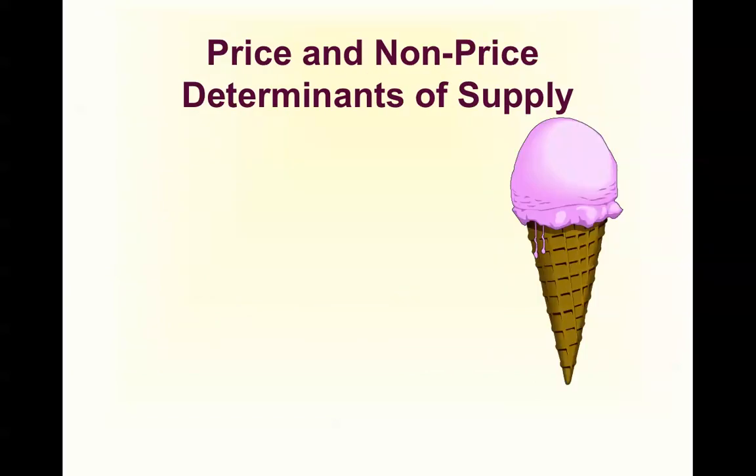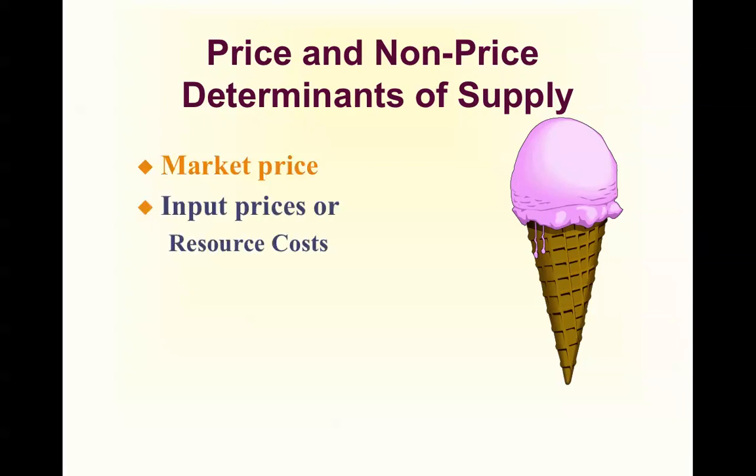price and non-price determinants of supply. Now we have market price, which is a price determinant. Now it's going to change a little bit because the things that influence supply are going to be quite a bit different than what influence demand. Input prices or resource costs, so the resources that go into providing a product, that's going to have an influence on supply. But it's not going to be the price of the product, it's going to be the price of the resources to make the product. So this is going to be a shift.